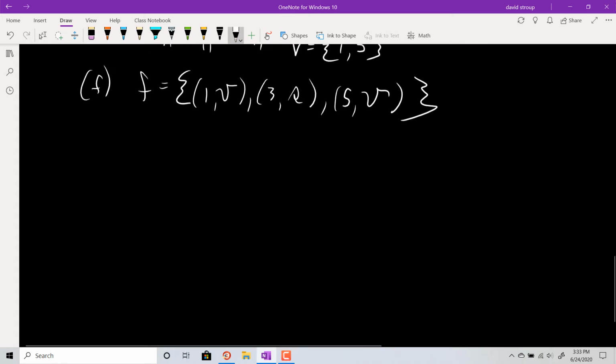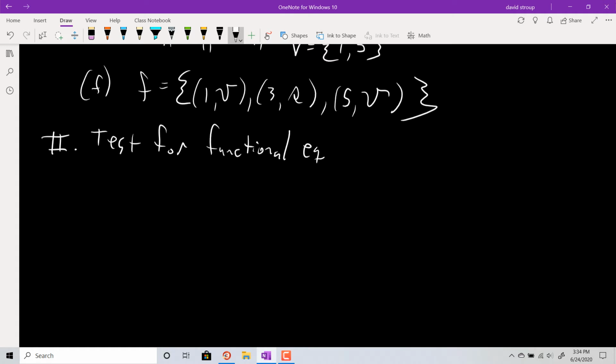Figuring out if two functions are equal to each other can be interesting. So, test for functional equality. We'll take a look at an example that's a finite example, and all you're doing is basically going through every possible value of x and making sure f of x is equal to g of x, and if that's true for all of them, then the functions are equal.